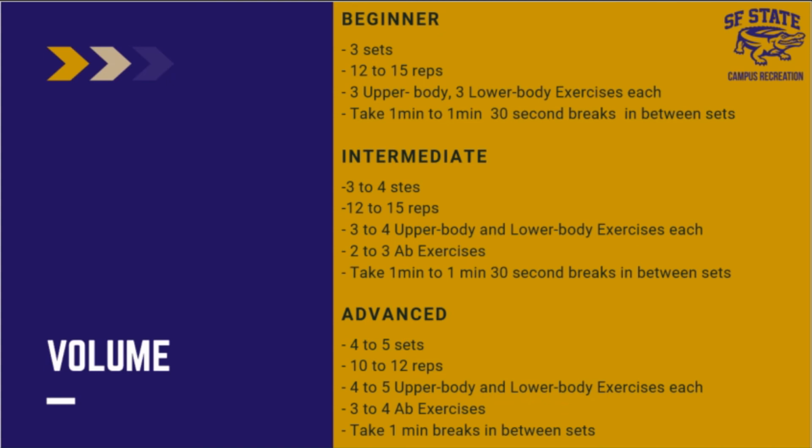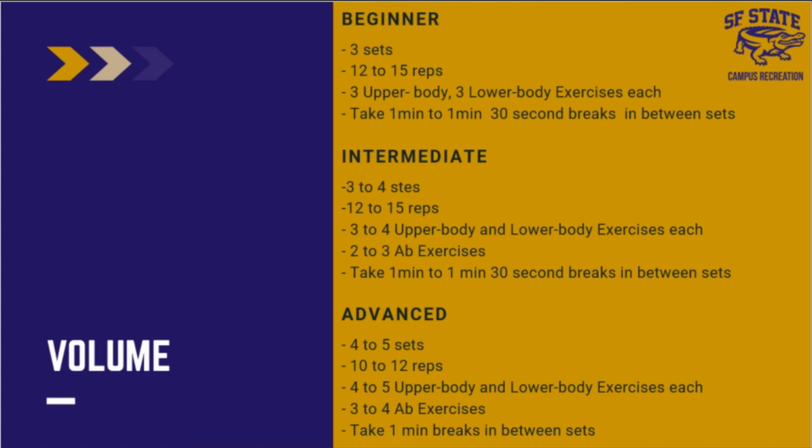Finally, we have the advanced category, and this is where things do get a little bit tough. You're doing anywhere between 4 to 5 sets, and your rep ranges are anywhere between 10 to 12. But keep in mind, even though the reps are lower, the weight has to increase, and that is why the rep ranges are lower, because what we're doing takes a lot more work to do.